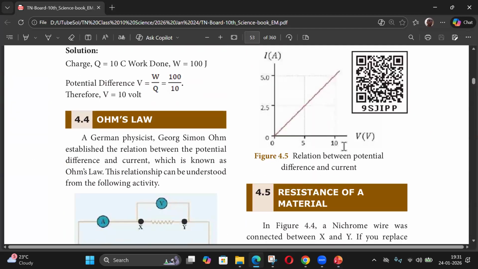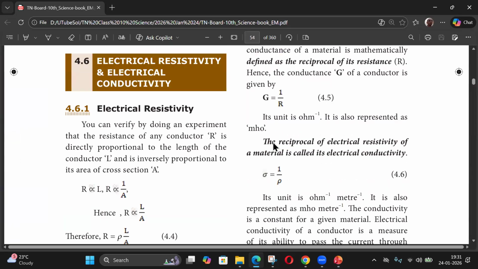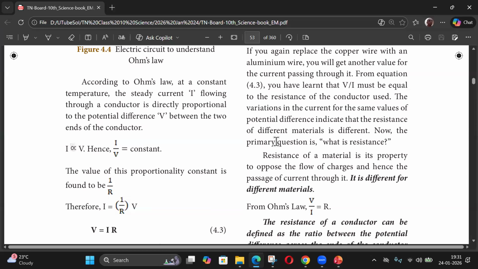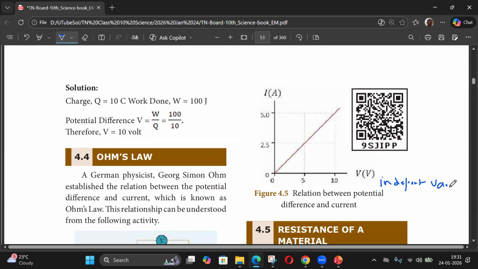See here, I versus V. So take the slope, it will be 1 by R. But it depends on what they have. Usually, why is I plotted on the y-axis instead of the x-axis? I can also plot it the other way. The x-axis is basically the independent variable, the thing where you can change the values freely. And the dependent variable depends on it.